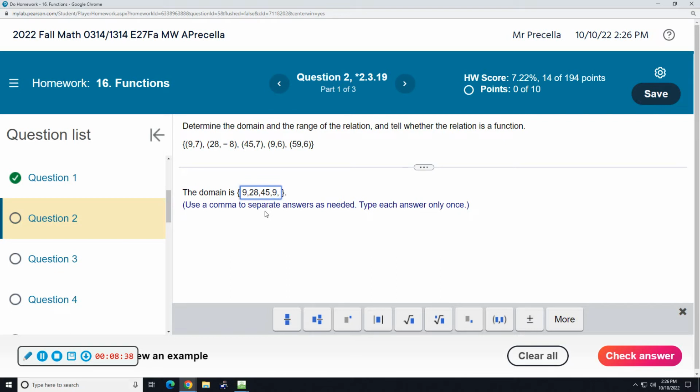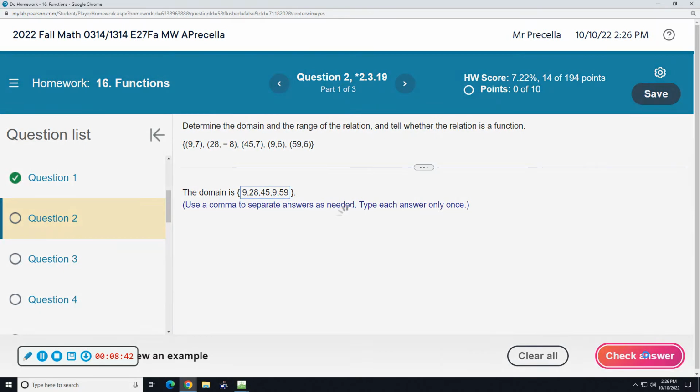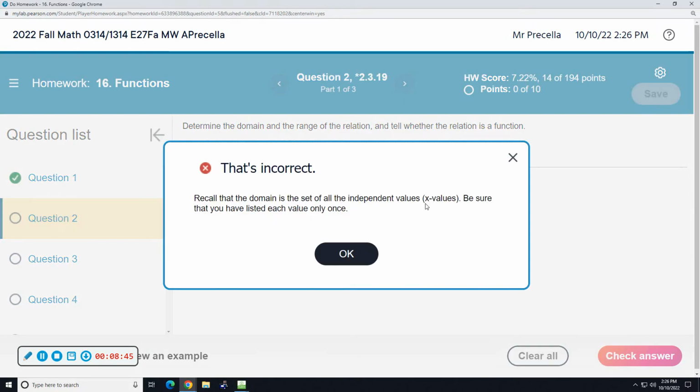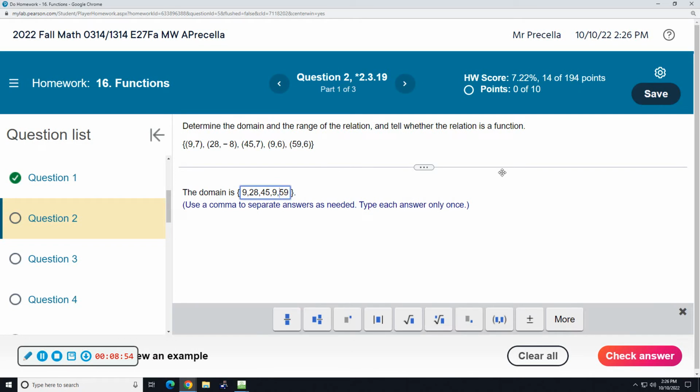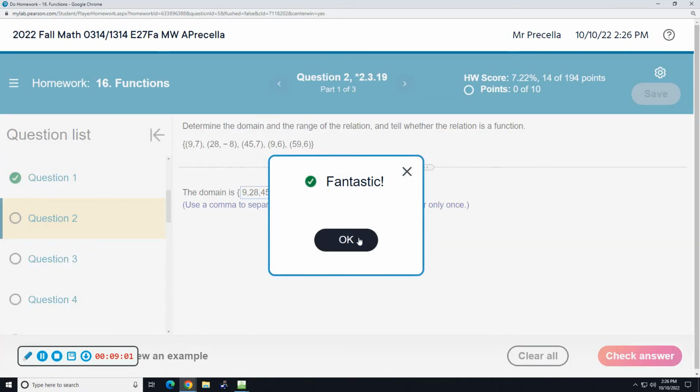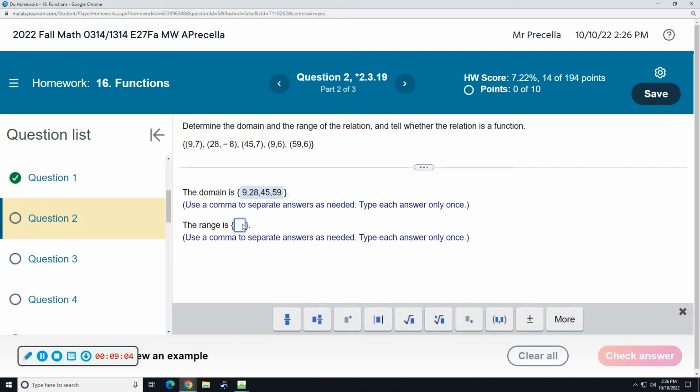9, 59. If I list that 9 twice, look at what it tells you. Be sure that you have listed each value only once. So I need to come over here, click, and remove the 9. Now, for the y values, there's only 3 of them. 7, negative 8, 6.